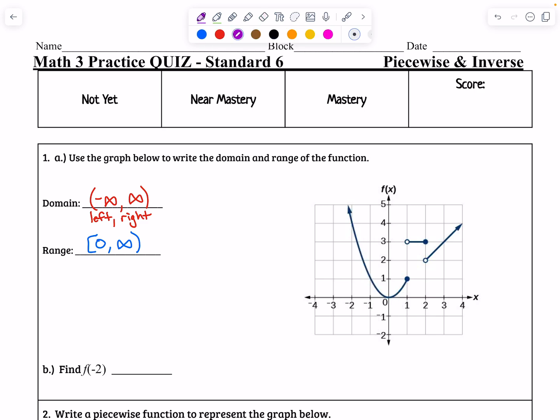Let's look at evaluating f of negative 2. So we want to find y where x equals negative 2. If I go over here on the graph to x equals negative 2 and then go to the function, you want to think, what's the y value right there at x equals negative 2? And it is 4. So that would just be the answer for that part.